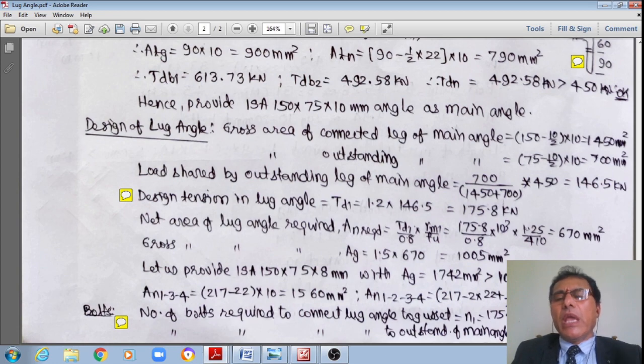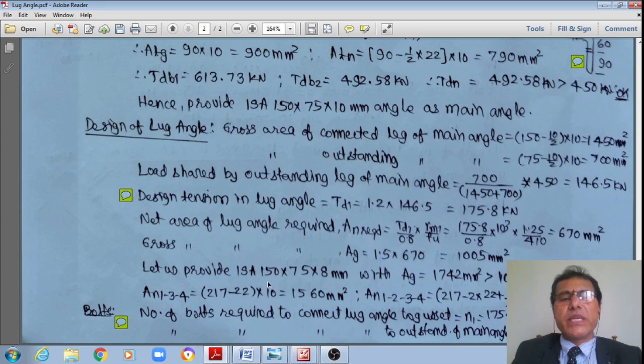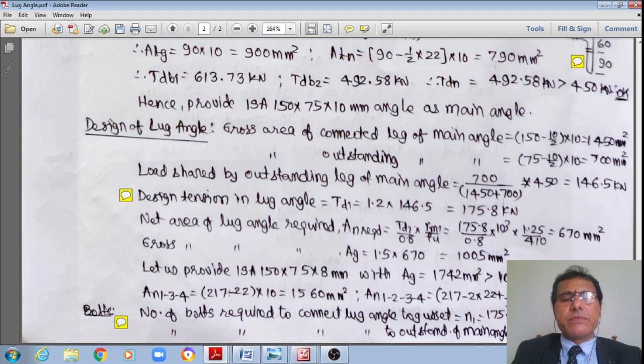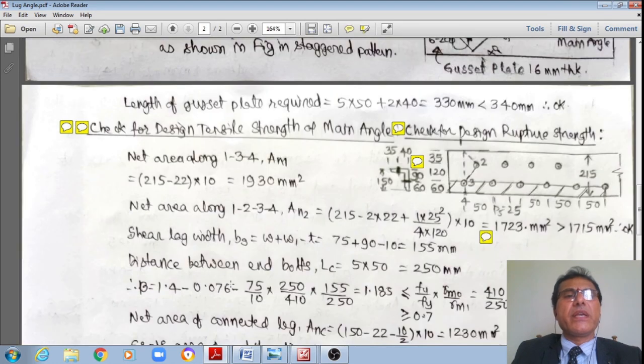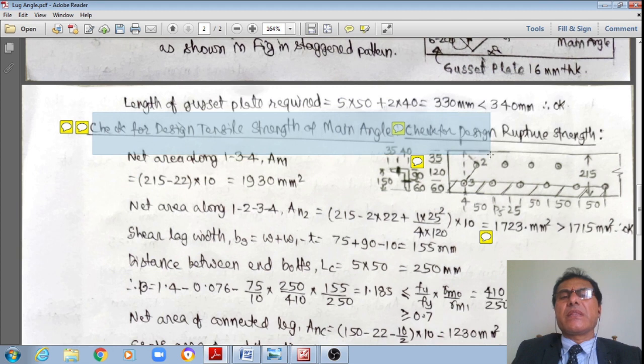Therefore, as per the code, no further check is required as per this codal specification. Therefore, I'm just skipping it. Even if you are further interested, you may do the checks like this: check for the design tensile strength as we have done for the main angle.